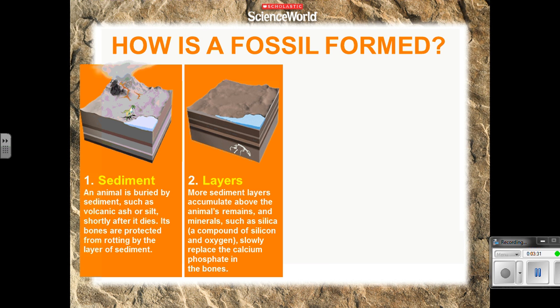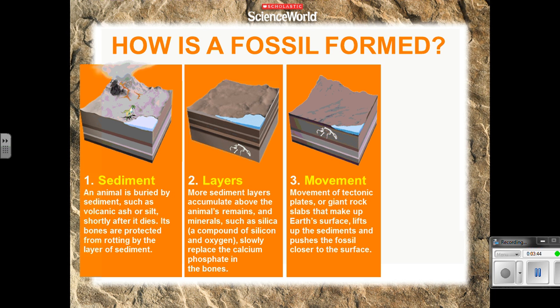And then minerals, such as silica, which is a compound of silicon and oxygen, slowly replace the calcium and calcium phosphate in the bone. So therefore, it's more preservation. And then the movement of tectonic plates, the giant rock slabs that make up the Earth's surface, lifts up the sediment and pushes the fossils closer to the surface. These were originally buried deep within the surface. Paleontologists have to dig them up, but this is what happens.